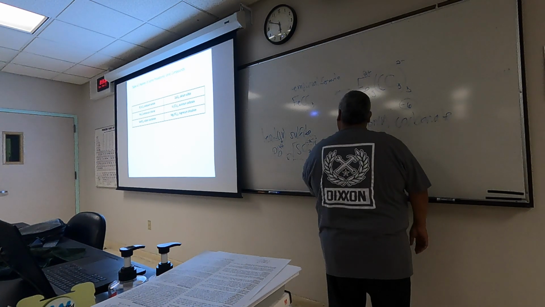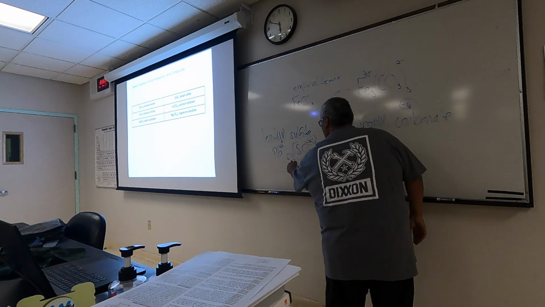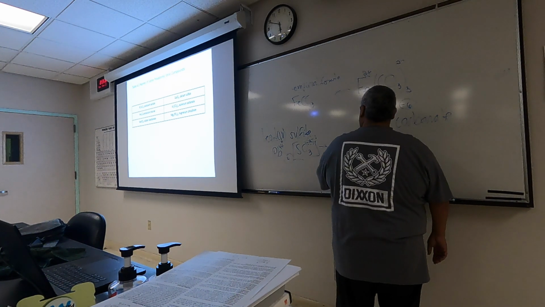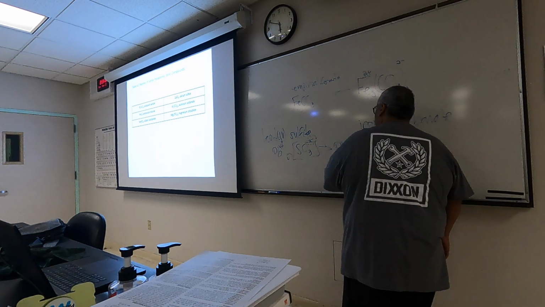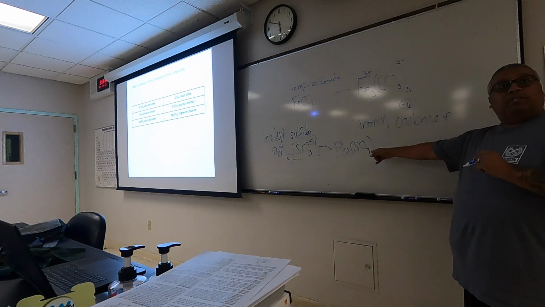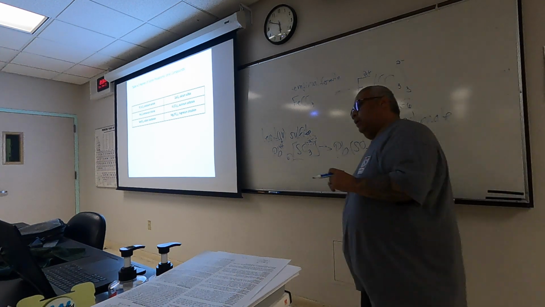4 goes into 4 how many times? Once. 2 goes into 4 how many times? Twice. So this is SO3 2. So here is lead-4 sulfate.